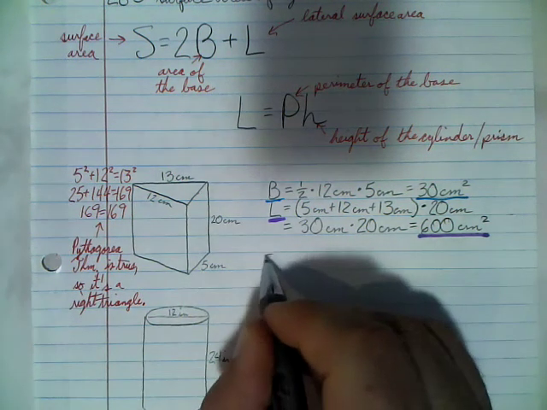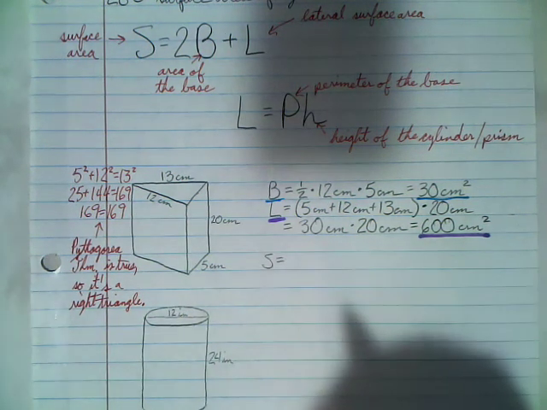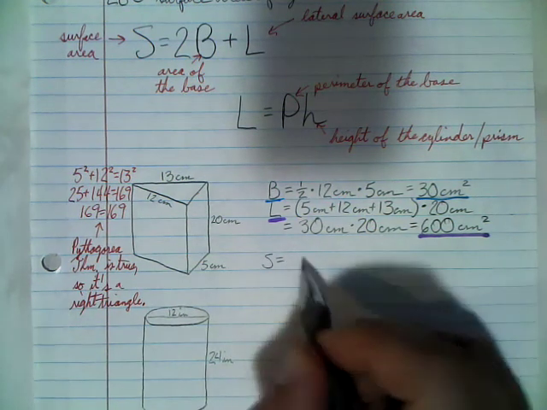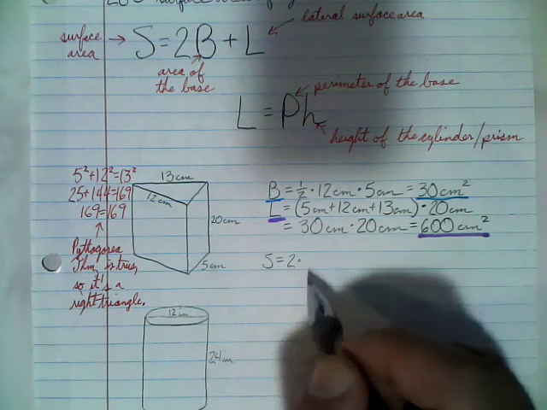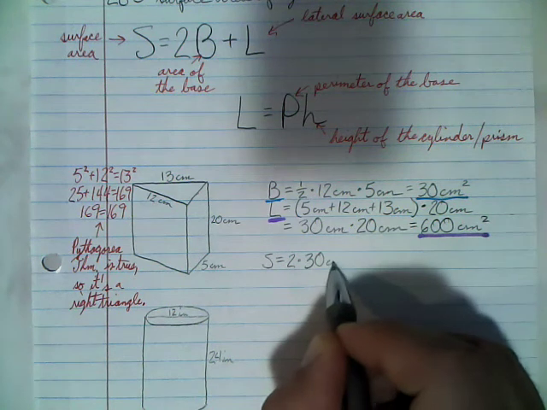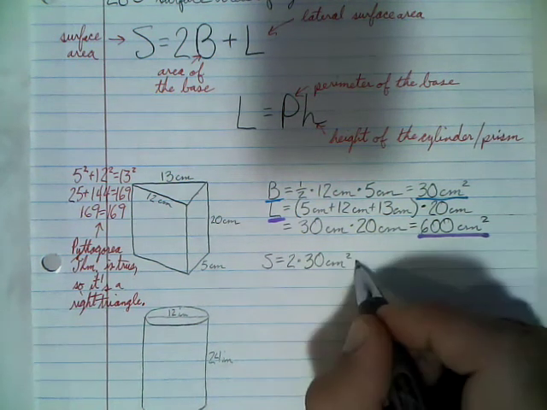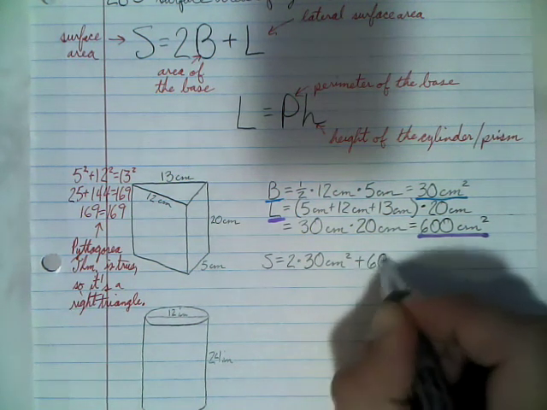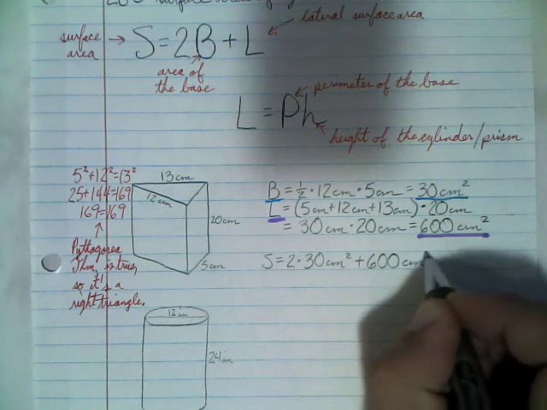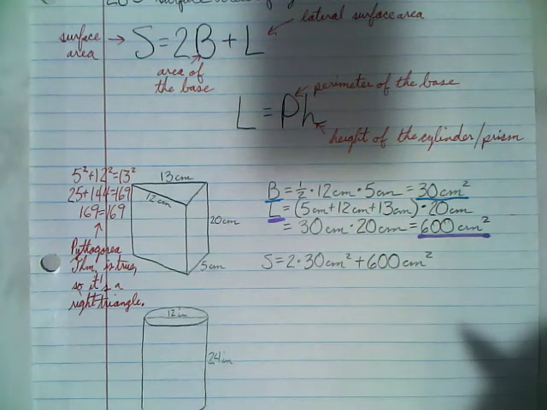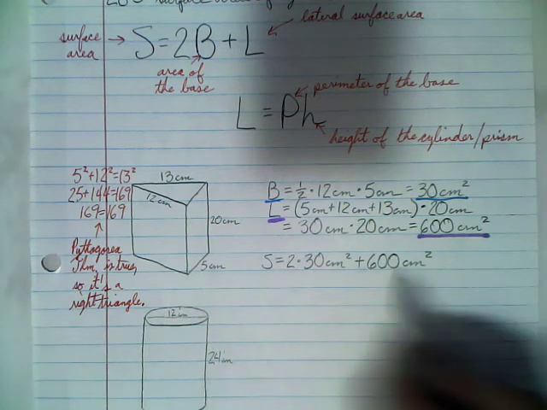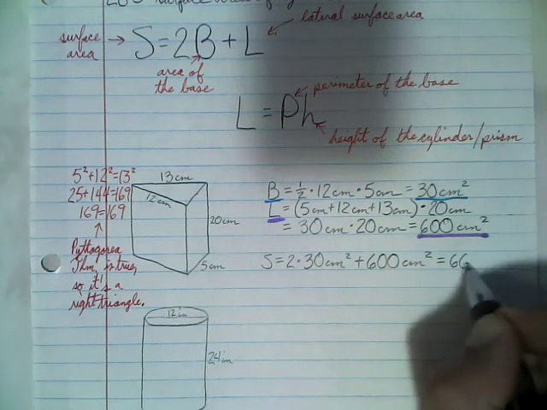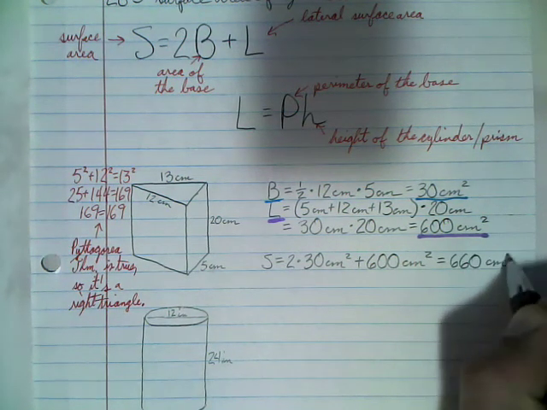So now to find the surface area, we're going to put things together. So surface area equals 2 times capital B, so that's my 30 square centimeters, plus L, which is just 600 square centimeters. So 2 times 30 is 60, plus 600 is 660 square centimeters.